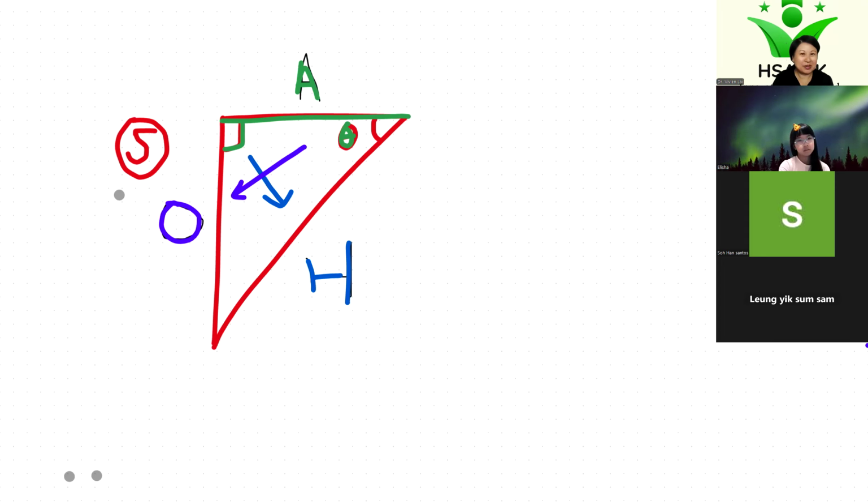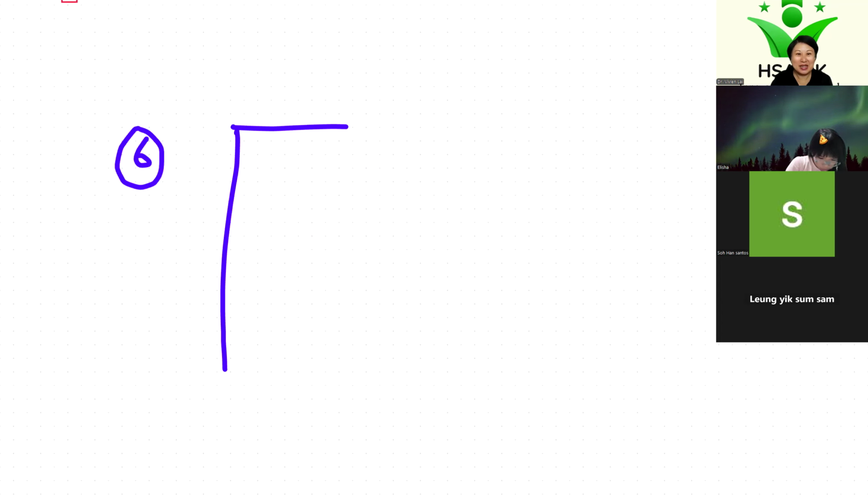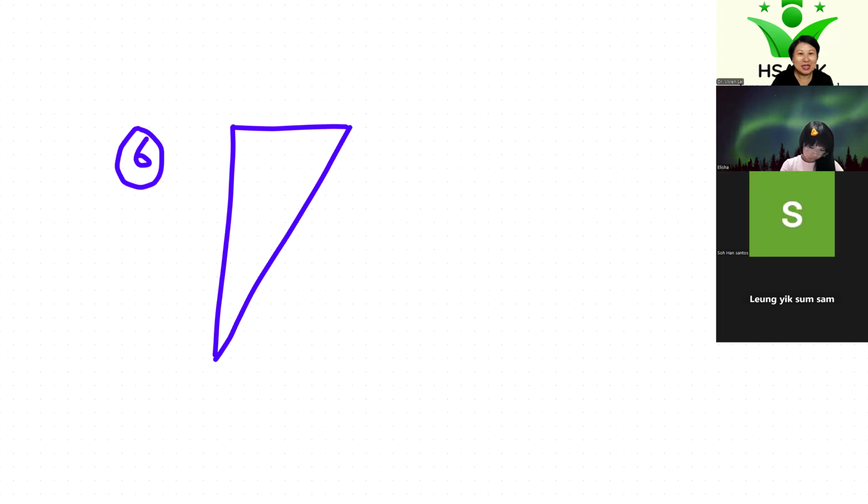Question number 6. It has to be a straight line. Sometimes it's hard to draw a very nice straight line, but when you do, use a ruler. On the computer, it's difficult sometimes. This is the right angle, and this is the theta. Carols, can you identify A, O, H?